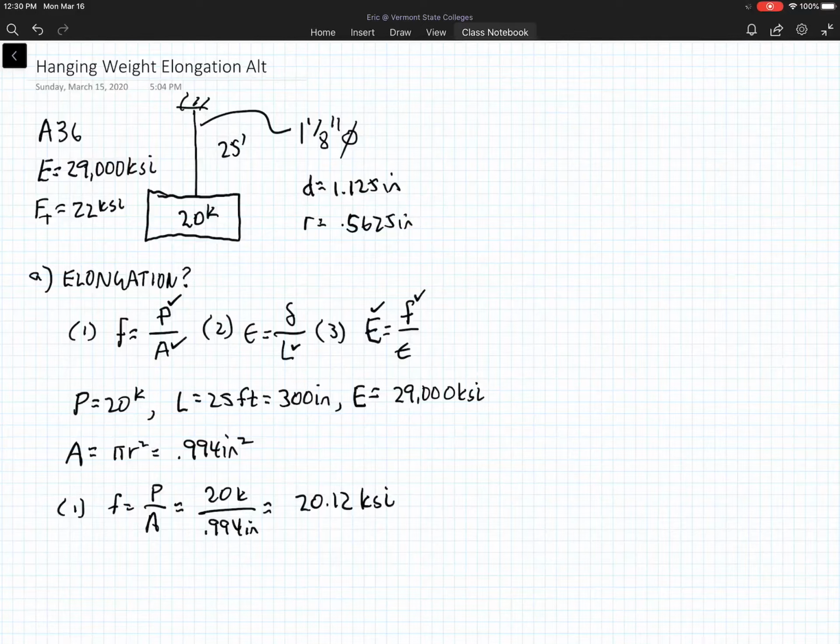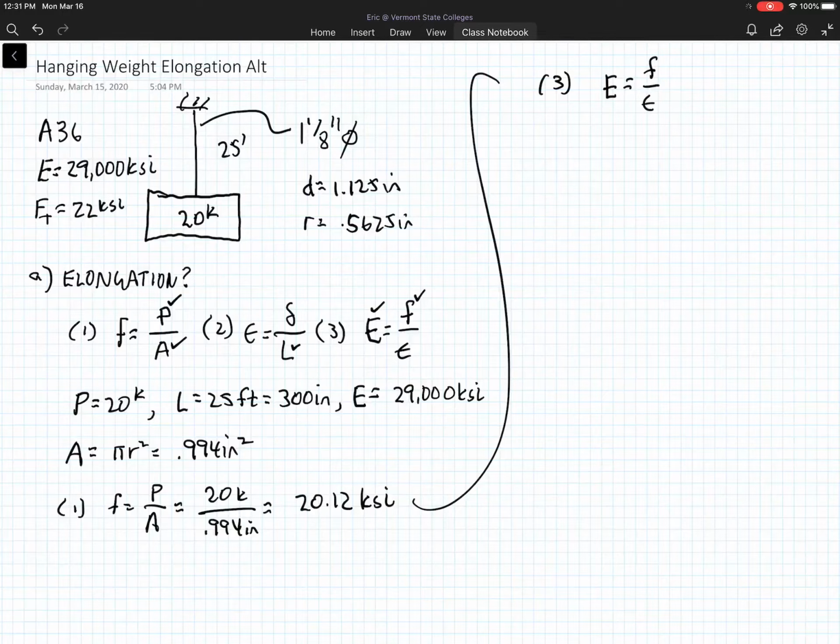And we're going to use equation 3. I'm going to take us back up here. And we're going to say the modulus of elasticity is equal to the stress divided by the strain. Modulus of elasticity is 29,000 KSI. The stress is 22 KSI. And we're going to find this strain. We're going to look at units. We know that strain is unitless, so we're in pretty good shape, and we're going to get the strain of 0.0007, no units.